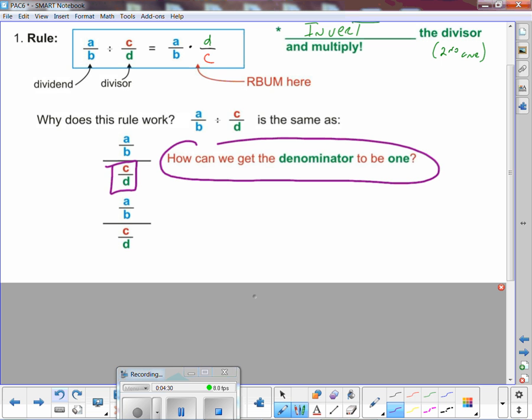I need to get this bottom part right here to be one. So we'll do the work right here to figure it out. Anybody have any idea how to get a C over D on the bottom to end up being a one? That's the thought. Nick? Exactly right. Multiply it by the reciprocal. So you guys can do this in your notes. Let's multiply it by a D over a C.